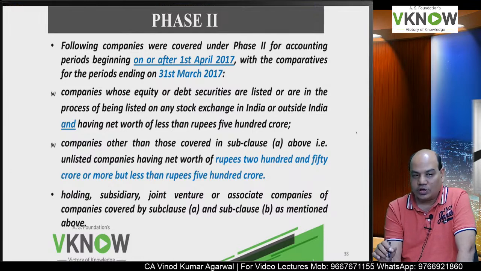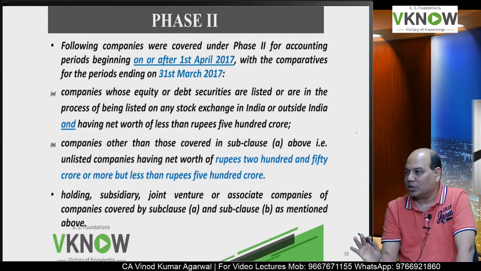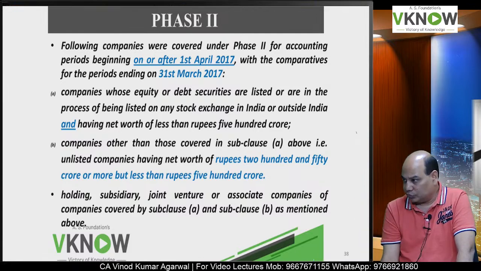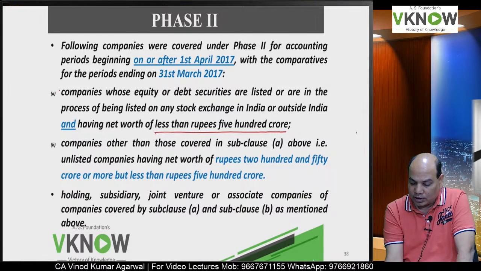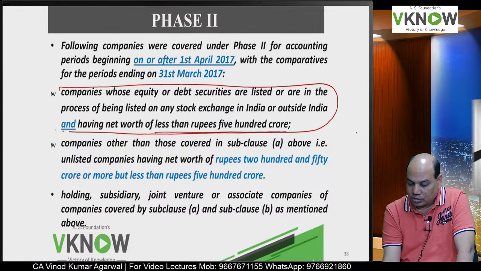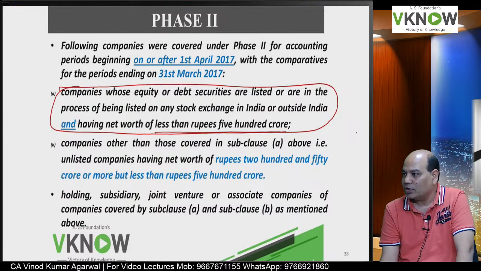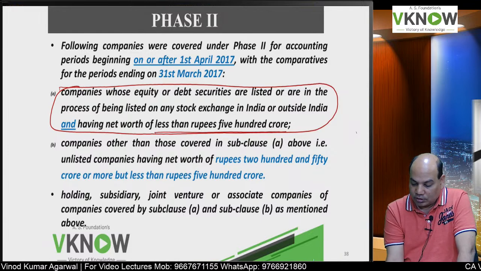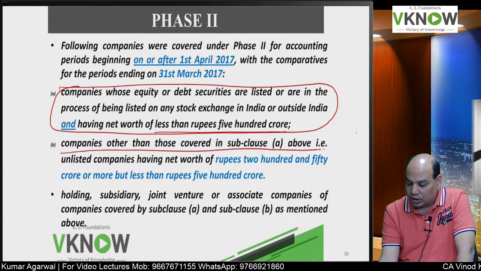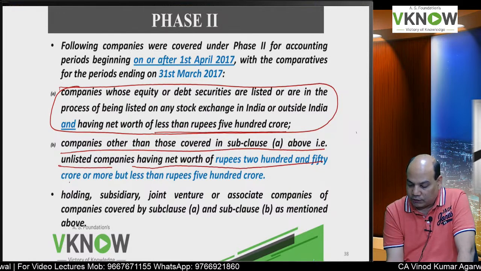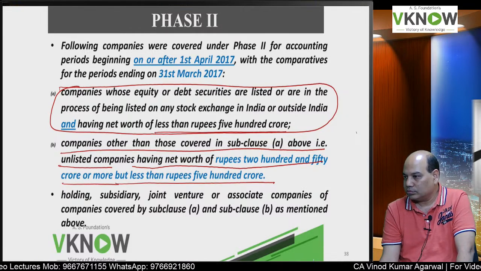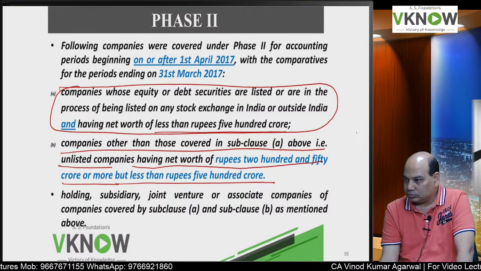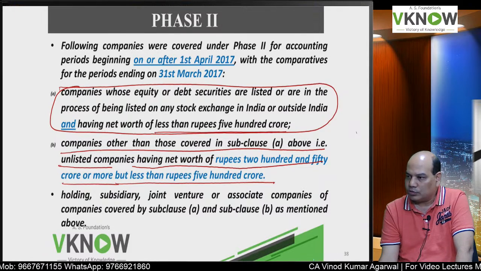So in short, the current situation is all listed companies are covered, because even if their net worth is 0, still they are covered, as it is less than 500 crore. I think they should have simply drafted it as all listed companies or in the process of listing. Anyway, next is companies other than those covered in A above, that is unlisted company having net worth of rupees 250 crore or more but less than rupees 500 crore. Is it right? So they could have just written more than 250 crore.